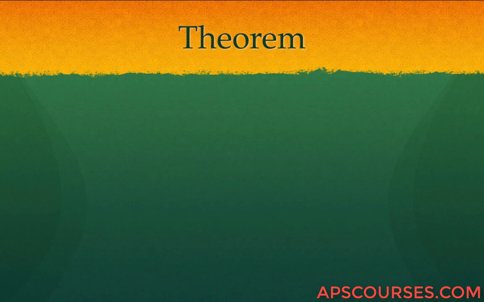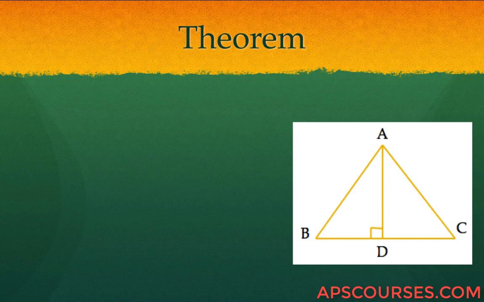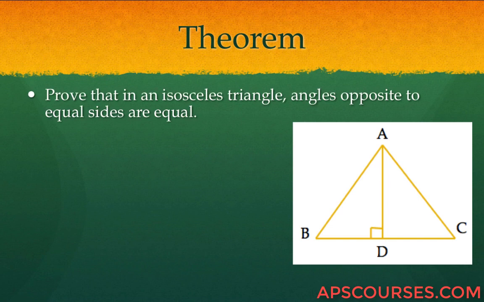Let's start off by understanding an important theorem. For triangle ABC, if AB is equal to AC, you need to prove that angle B is equal to angle C. Let's now prove this. We have been given that AB is equal to AC.